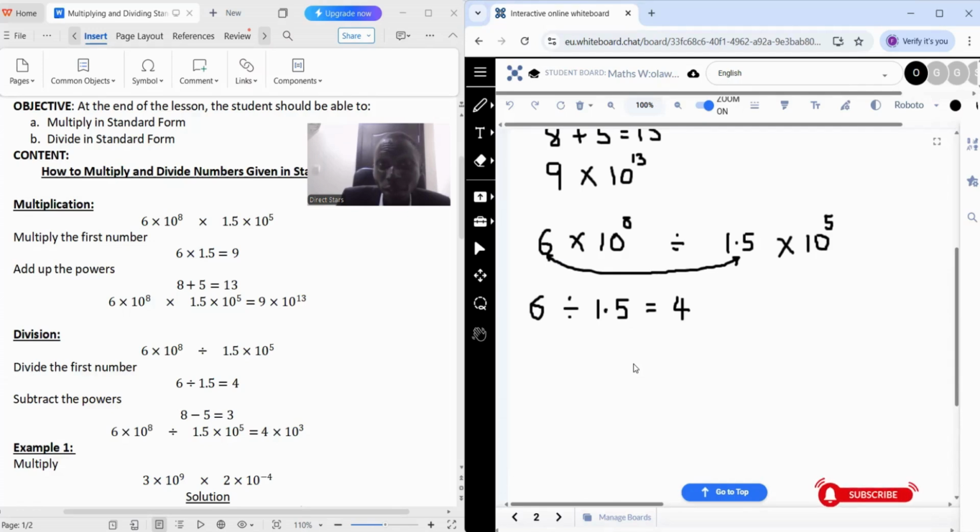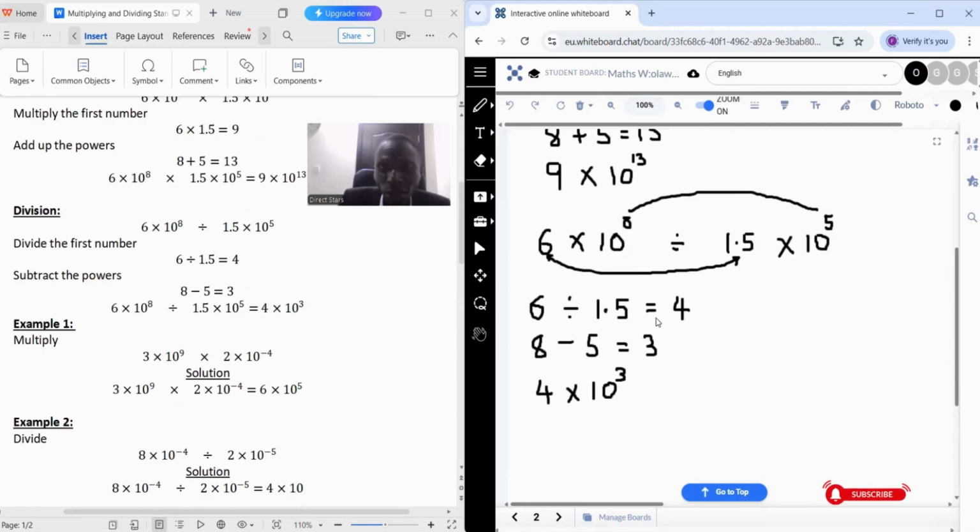Then for the powers, since we are dividing, the division sign is going to change to subtraction. So we are subtracting 8 minus 5, which gives us 3. We can now have our answer to be 4 times 10 raised to the power of 3. So we're going to demonstrate this in the examples that we're looking at in this topic.